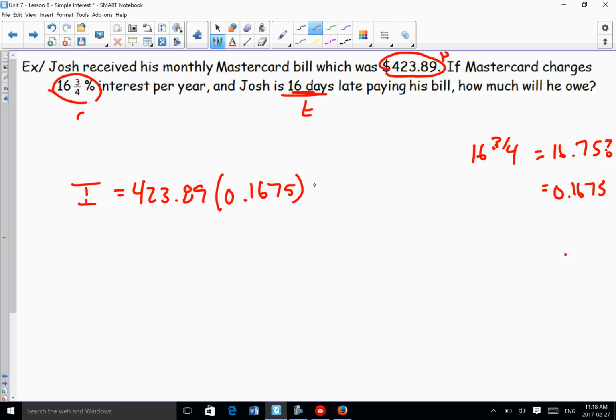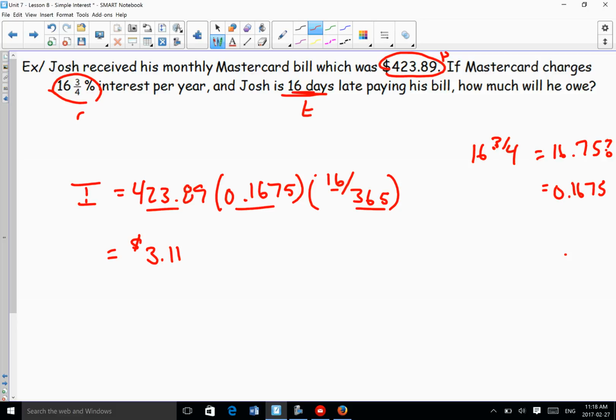And then our time. Our time is measured in days this time, so we have a fraction again. We have to know what fraction a year is measured in: 365 days. Okay, all into our calculator at once. You can use your fraction button or do this times 16 and then divide by 365. That works too. So he owes $3.11 in interest.